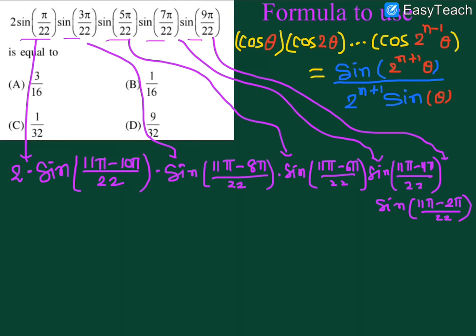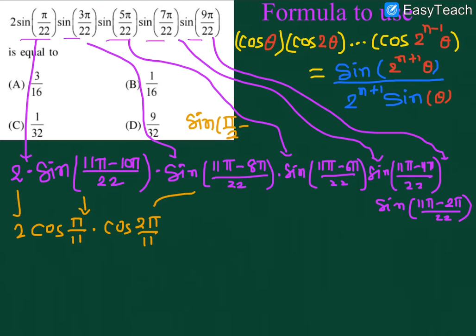Now tell me one thing, this 2 will remain as it is, but each sine will convert into cos. Sine pi by 2 minus theta is equal to cos theta. So we can write it as cos pi by 11. Then next term, this term we can write as cos 2 pi by 11. Here you have to understand that we are using the formula that is sine 90 degree or sine pi by 2 minus theta is equal to cos theta.